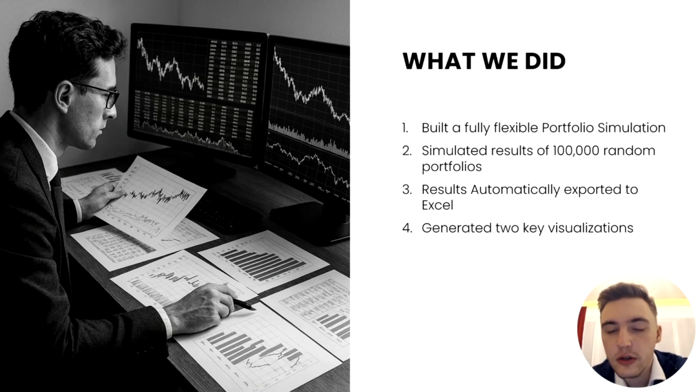So the code first pulls the monthly price data from Yahoo Finance and matches it with the Fama-French data for the risk-free rate and market risk premium. Then we calculate monthly returns, excess returns, covariances, correlations, and each of the stocks' betas. After that, we simulate 100,000 random portfolios by generating random weights for each portfolio. We compute the expected excess return, standard deviation, beta, Sharpe ratio, and Treynor ratio. And then finally, the code exports everything into an Excel workbook with 12 sheets.